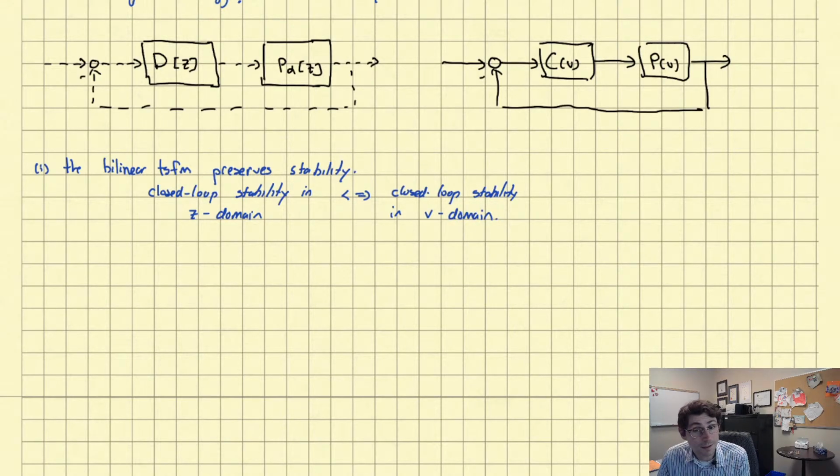Okay. This is not like emulation, right? Emulation does not have that property, and it's because we're mapping over both the controller and the plant using the bilinear transformation back to the Z domain. All right?